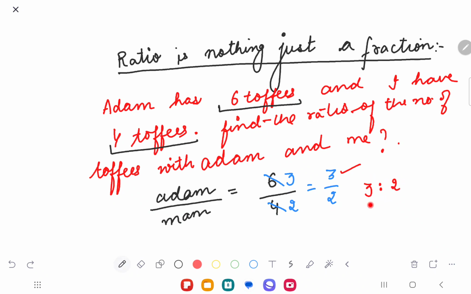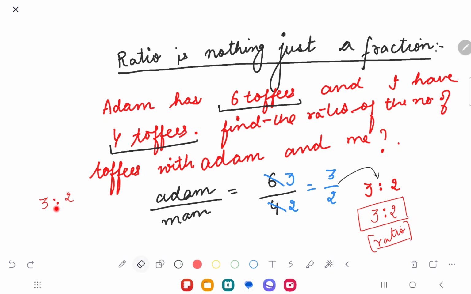Rather than writing this particular line, I'm going to put these two dots. This line basically stands for the two dots. Understood or not? So 3 is to 2. This is my ratio. Yes or no? So I'm going to say the number of toffees that Adam is to Miss has is 3 is to 2.